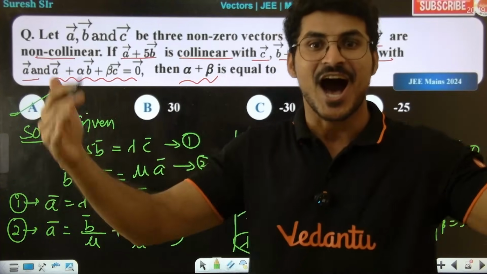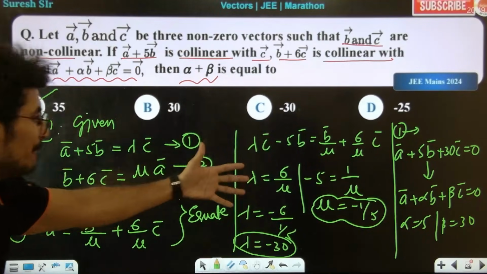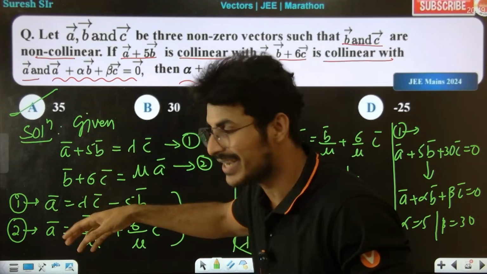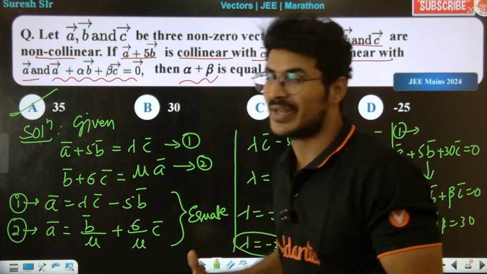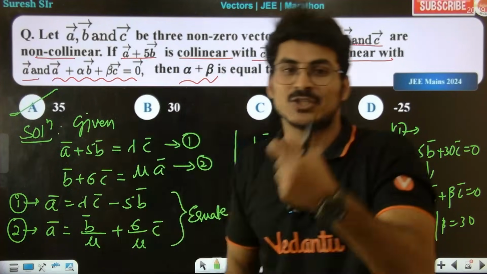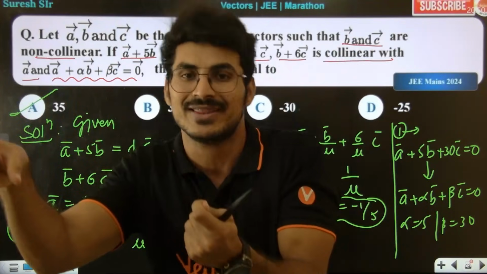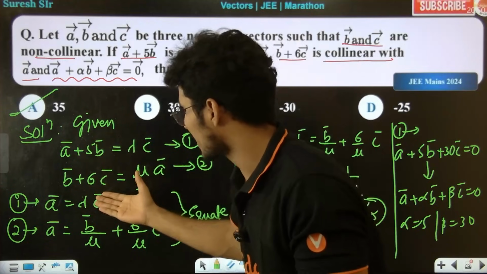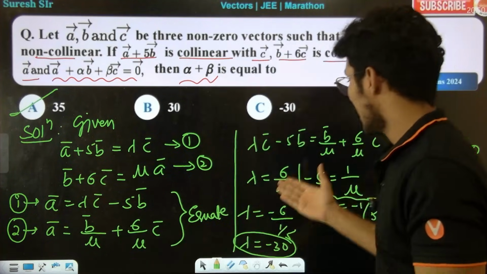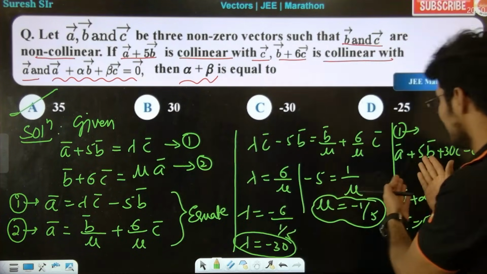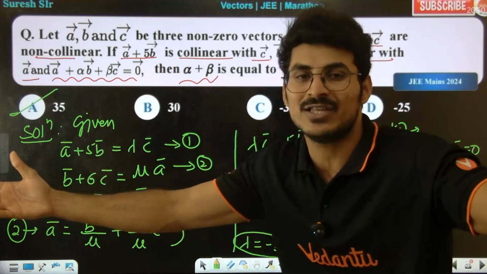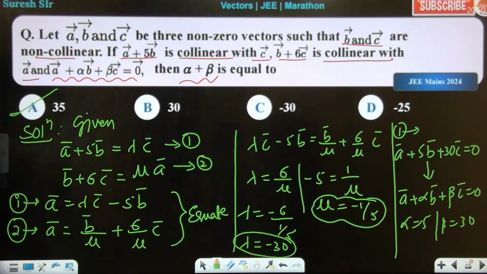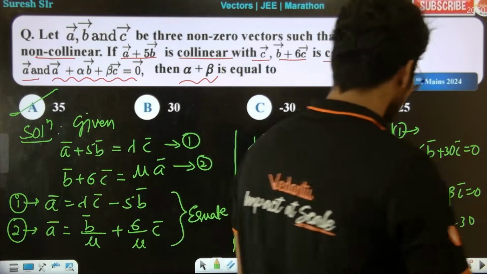How is the question? Very simple concept. Two simple concepts I have introduced here. So what is that? The collinearity concept. When a vector is collinear with another vector, for example, A is collinear with B, I can write A is equal to lambda times B. Same concept I have used here. I equated both sides. Alpha plus beta is equal to 30. Shall we go forward?